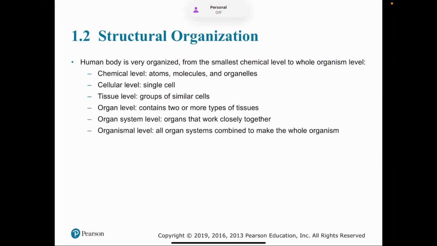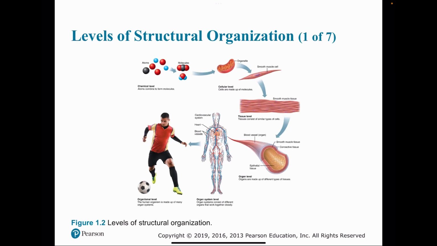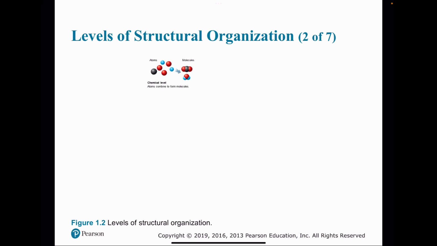Moving on to structural organization, the human body is very organized, and we'll go from the smallest levels, that being the chemical level, all the way up to the organism level. So the definitions are listed here, but I'm going to skip ahead to our next slide so we can go through and talk about each of these individual levels. So let's start with our chemical level.